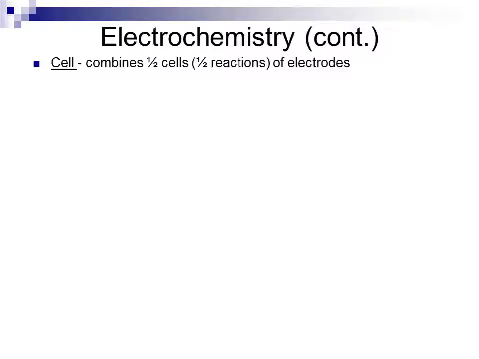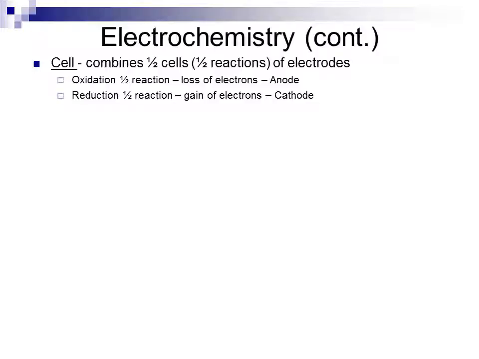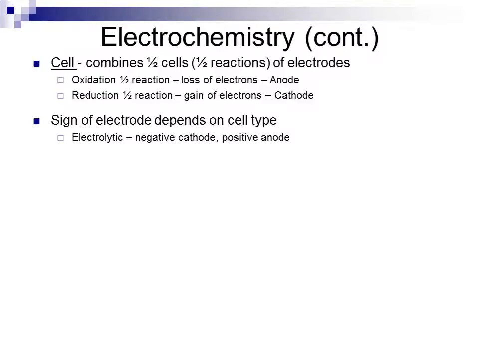Now, the cell itself overall will combine what we call half cells, which are equivalent to half reactions in an oxidation-reduction process. The oxidation half reaction, where the loss of electrons occurs, is the anode. The reduction half reaction, where the gain of electrons occurs, is the cathode. Now, the sign of each electrode, whether it is a positive electrode or a negative electrode, depends on the cell type. An electrolytic cell will have a negative cathode and a positive anode. A galvanic cell or voltaic cell will have a negative anode and a positive cathode.